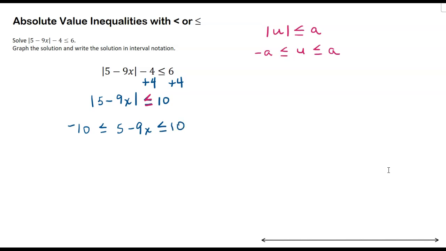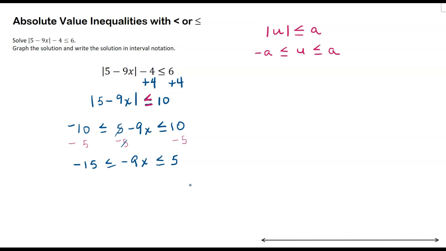And now I want to start working on isolating the x, the variable, in the center of the inequality symbols. And we'll begin doing that by subtracting 5 from all three sides. So we'll end up with negative 15 less than or equal to minus 9x less than or equal to 5. Okay, you're doing good so far. So we'll have to divide by negative 9 on all sides.